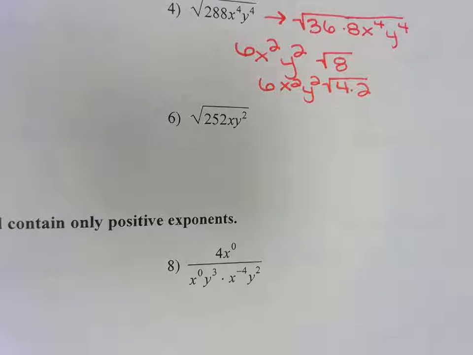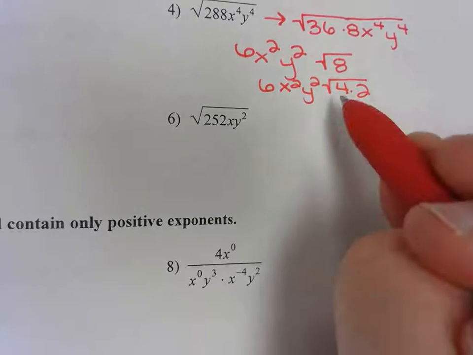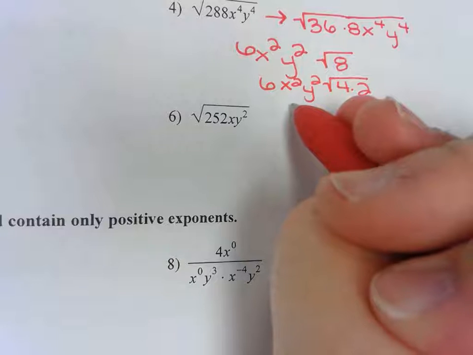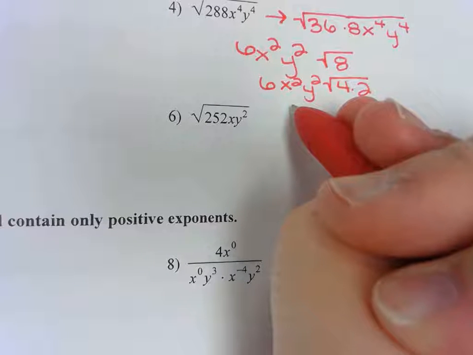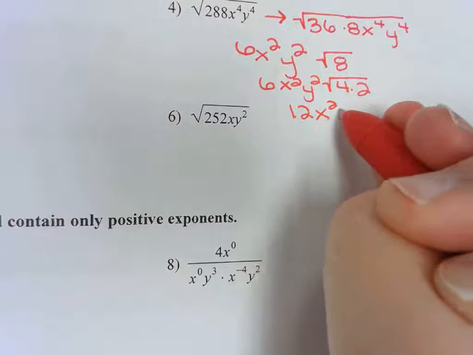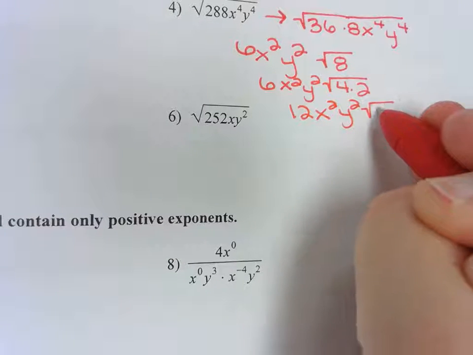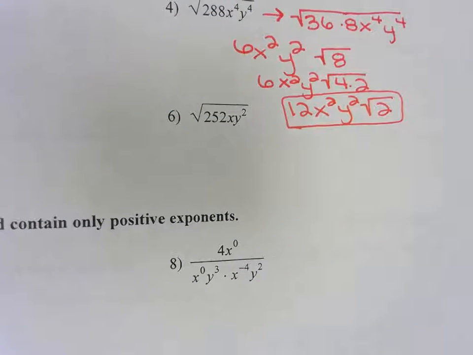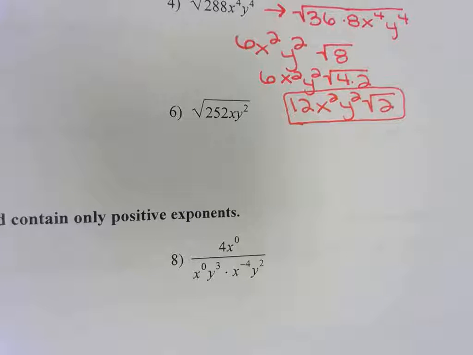So if you don't find the biggest perfect square, you're going to have to simplify it twice. What is the square root of 4? 2. So when I bring a 2 out front, what do I do with the 6? So that's 12x squared, y squared, square root of 2. Good. There goes all my markers. Okay, any questions on that?